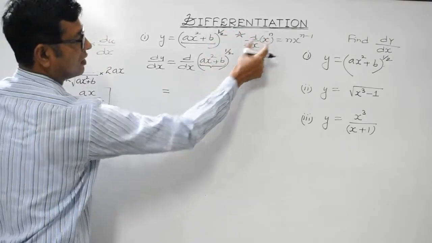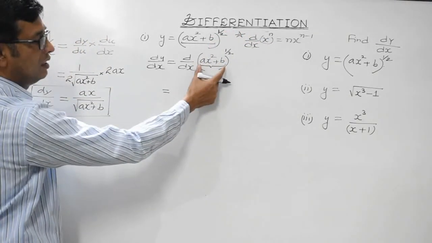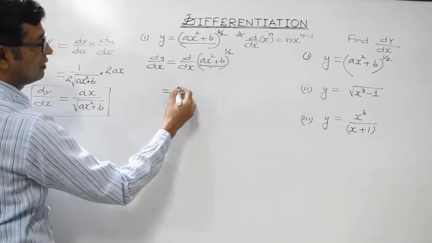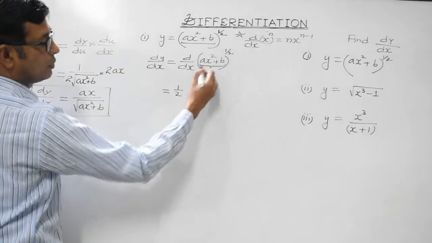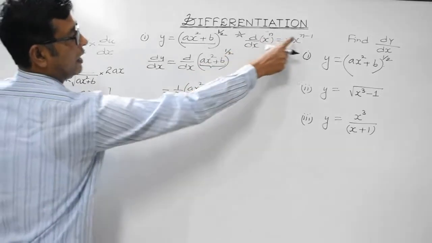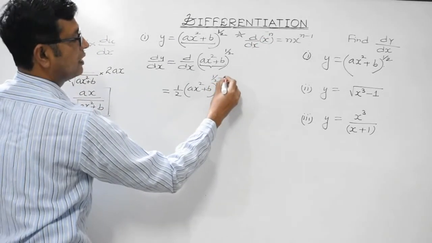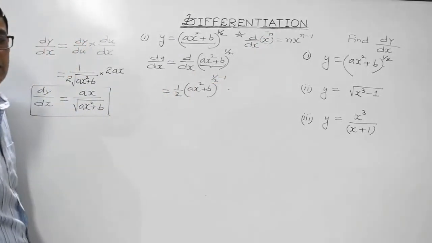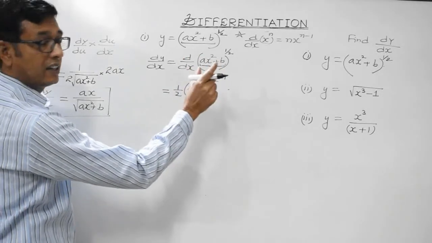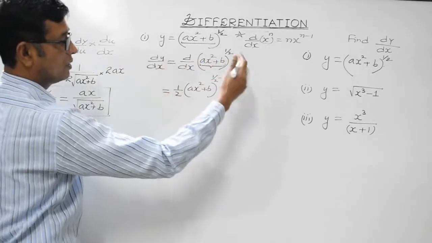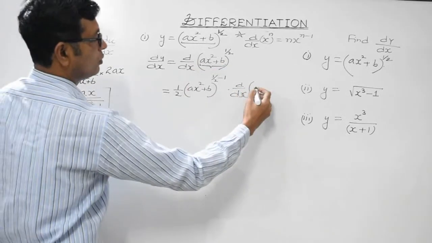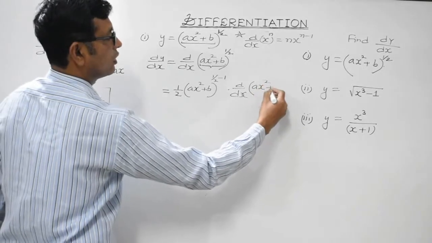Make use of this. Consider the entire term, ax square plus b, to be x. So what do you get? n x to the power n minus 1. So n is half, x is the entire term ax square plus b, to the power n minus 1, that is half minus 1, multiplied by the differentiation of that term, which is considered to be x. So it will be d by dx of ax square plus b.